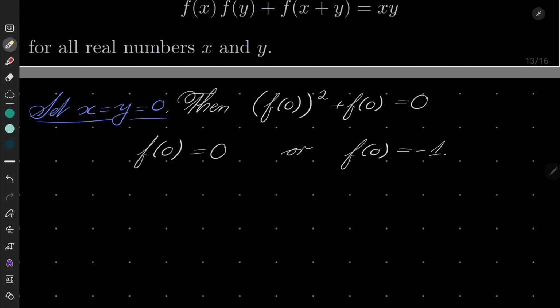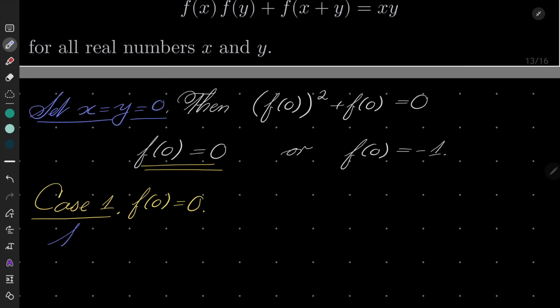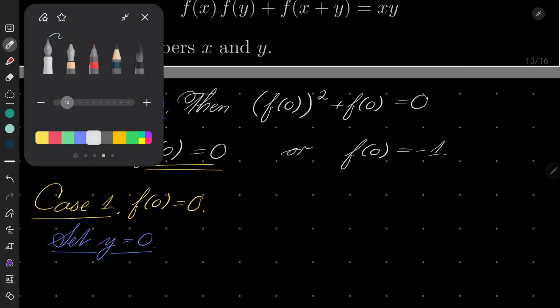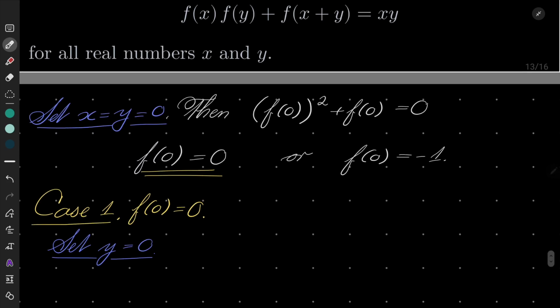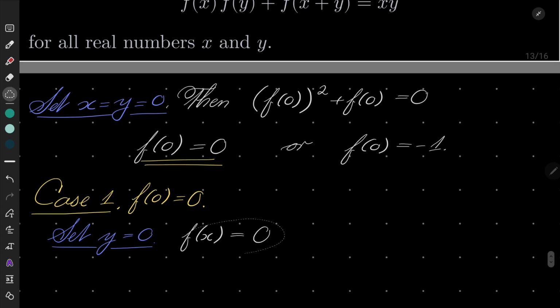So first, let's assume the first case. Case number 1, f(0) equals 0. As I suggested, let's try putting y equals 0. If y equals 0, we have f(x) times f(0), which is just 0, so we are left with f(x) equals 0. Remember that should be true for every real number, so our function should be constantly 0.